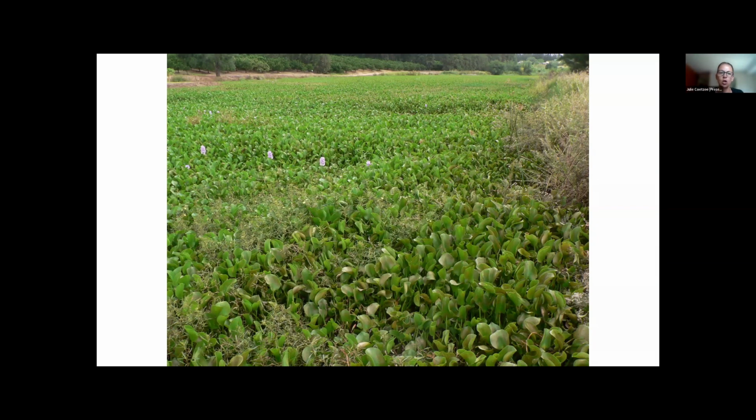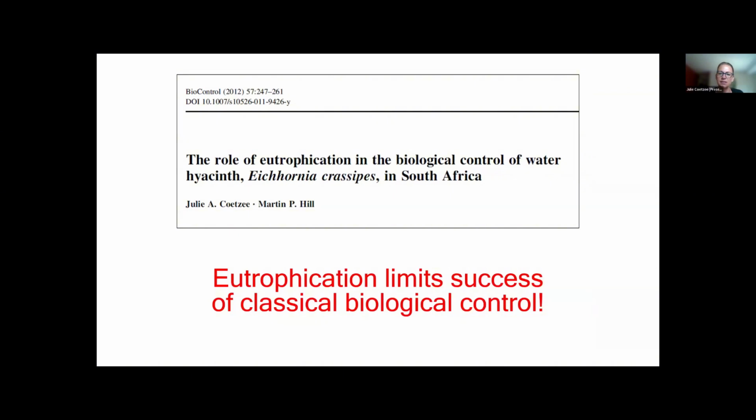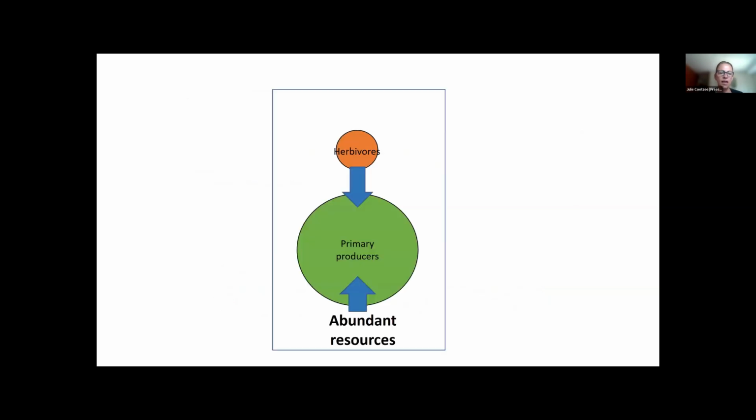And that's because eutrophication limits the success of biological control. That's largely because the plants can just keep taking up all those nutrients, even in the face of all that herbivory. And so, as we said, in the face of abundant resources, the amount of pressure that these herbivores can put on the primary producers is not enough.